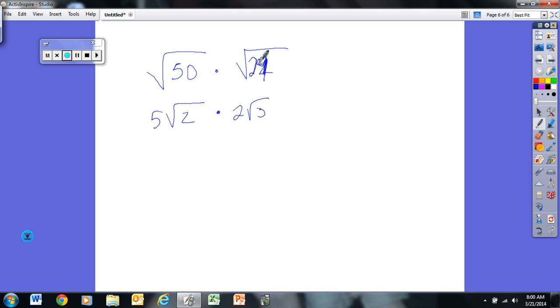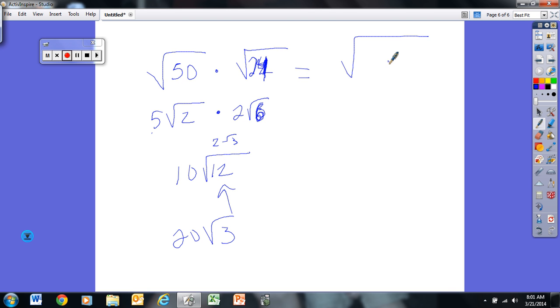If I do root 50 times root 24 simplifies into 2 root 6. And then if I multiply, I do 5 times 2 is 10. Root 2 times root 6 is root 12, but then I have to simplify root 12, which breaks down into 2 root 3. And then I would have to multiply that 2 by that 10, and this would be my final answer. That's a lot of confusing steps, where if I just do 50 times 24, that gives me the square root of, I don't know, 1220 maybe? Maybe we better check that.